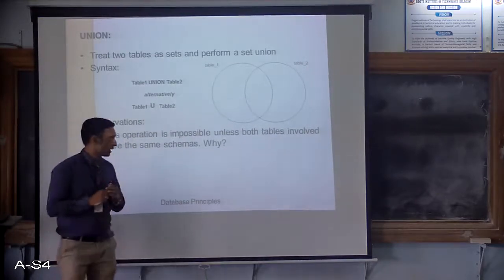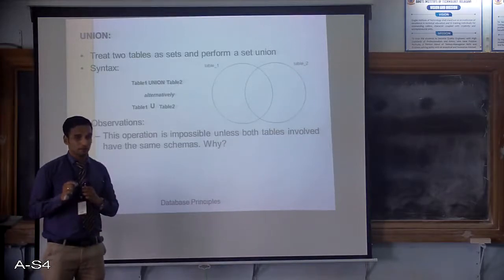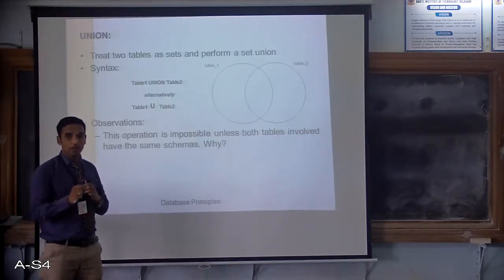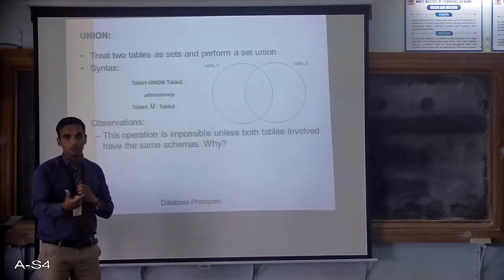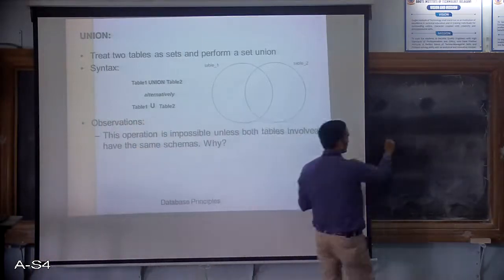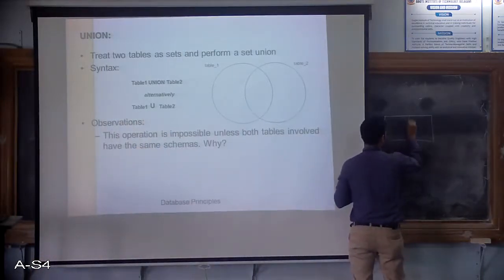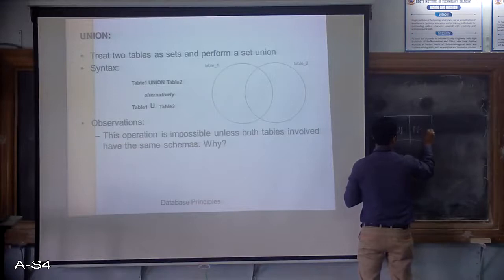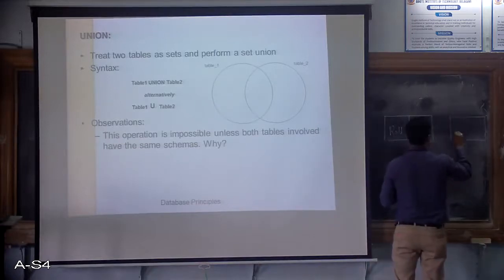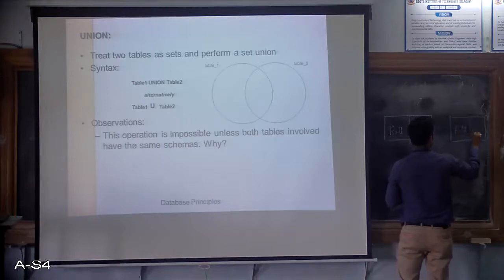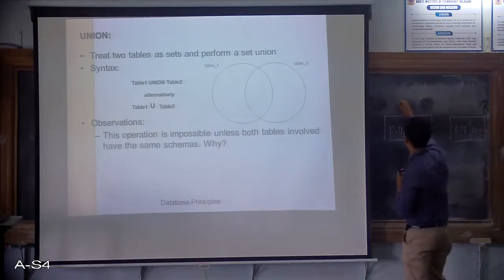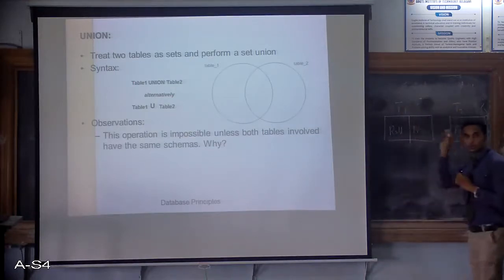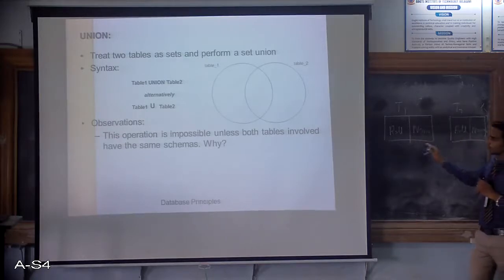This operation is impossible unless both tables involved have the same schema. Please remember that. Both tables should have the same attribute convention. Then only you can work with union. If the attribute conventions are different, you cannot work with union. For example, assume that there is a table here which has roll number and name, and there is one more table here, roll number and name. So in this case, this is table 1, table 2. In this case, union is possible because both the tables have the same schema.